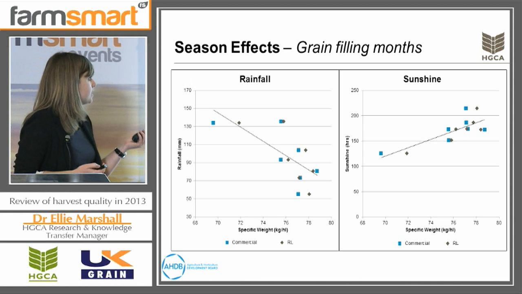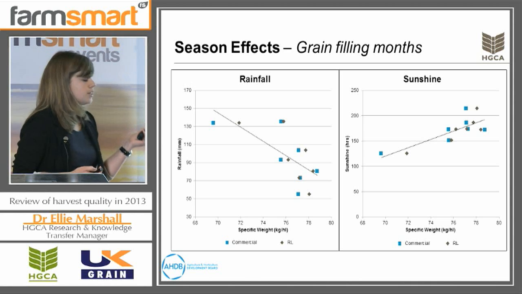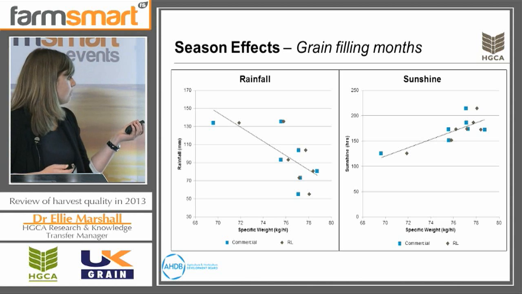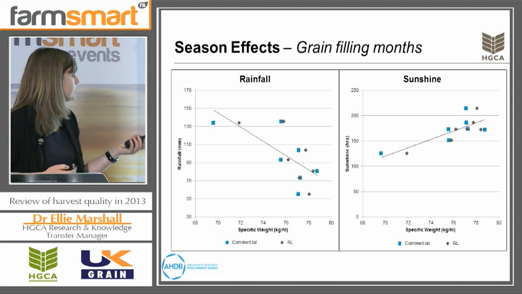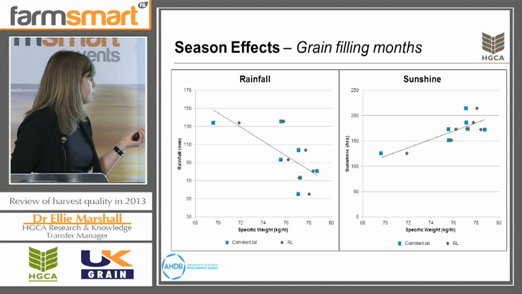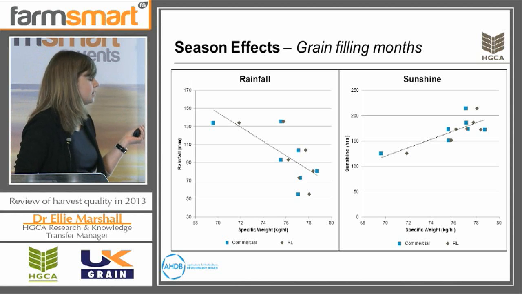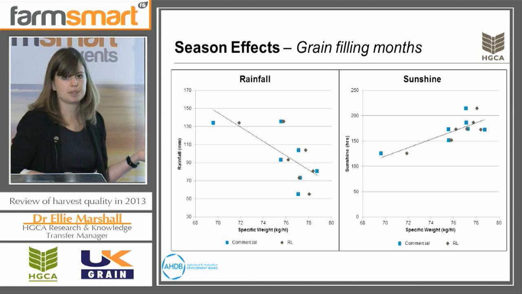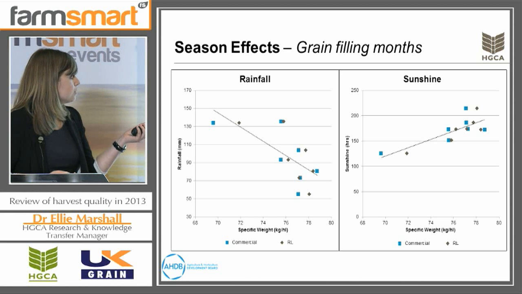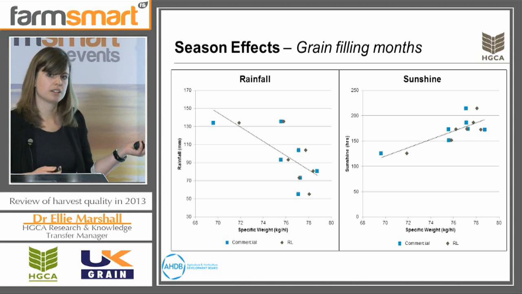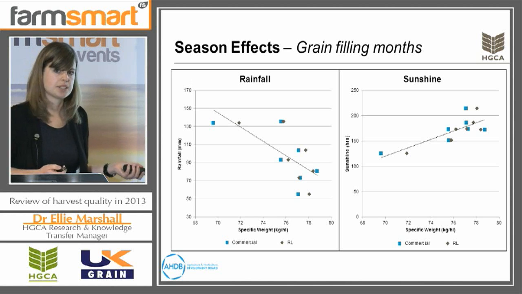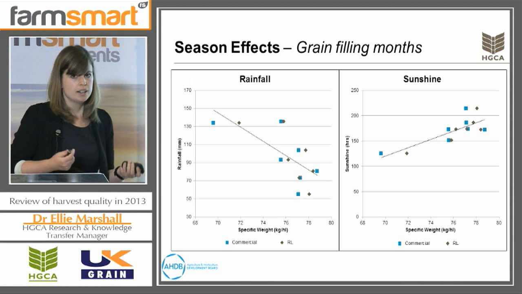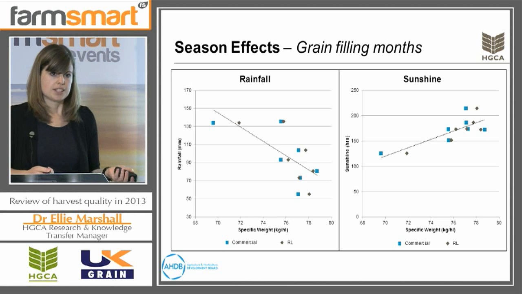So the commercial data is the blue squares, the RL data, the green diamonds in each chart. Firstly, you see of rainfall. As the rainfall drops, you get a higher specific weight. And also in sunshine, the reverse is seen. So with higher sunshine hours during the grain filling months, you get a higher specific weight. So these are the climate factors which may have affected the specific weight over the years.